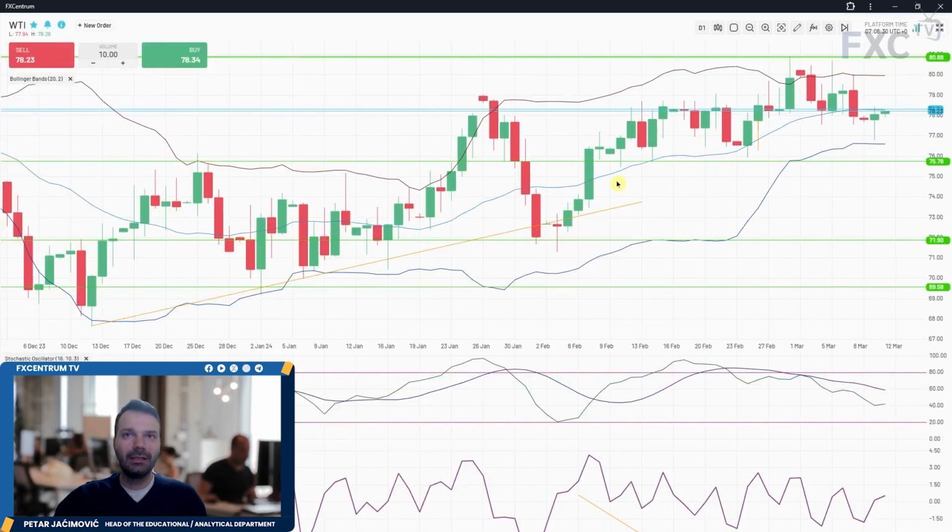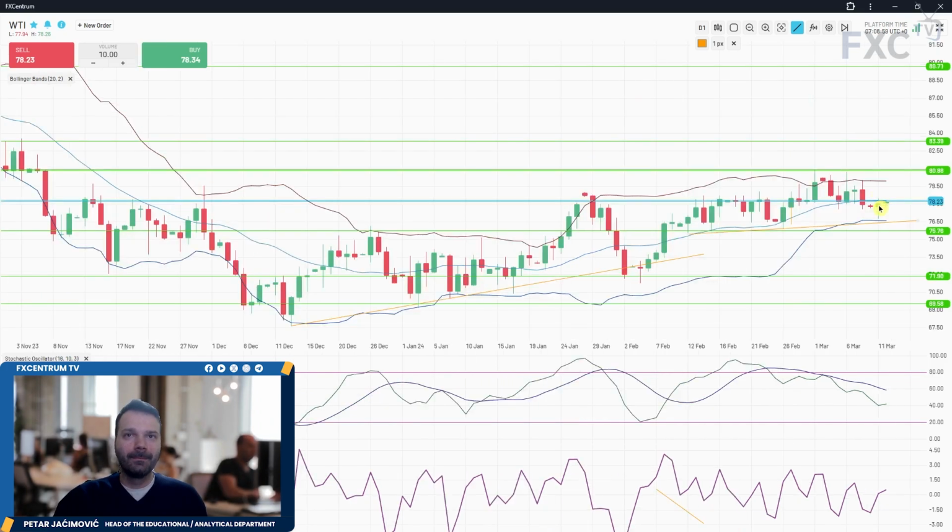WTI is still holding. Let's take a look at this trend line. We can see here it's still building higher lows, which is a good sign. In the last 20 days, the market is building higher lows. The slow line of stochastic is sloping to the downside, but the fast line is trying to correct a bit. Overall, we have a flat Bollinger Band situation, and the 80 mark is like the upper Bollinger Band, and the area around 77 is the lower Bollinger Band.